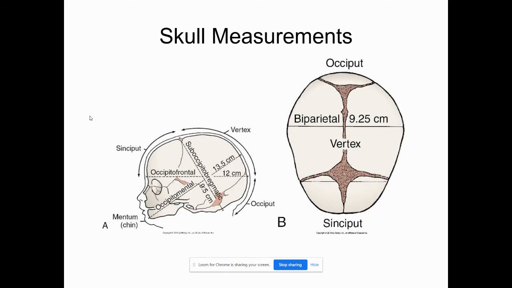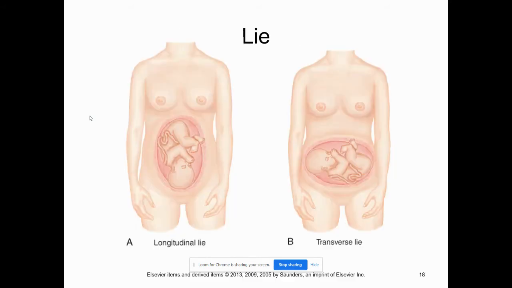More dimensions. Okay, I said we'd look a little bit more at lie. And remember, this is the orientation of the fetus's long axis to the mom's long axis. What you see here in A is the normal, the longitudinal lie. So 99% of the time, this is what we have. The baby's long axis is oriented in the same direction as mom's.